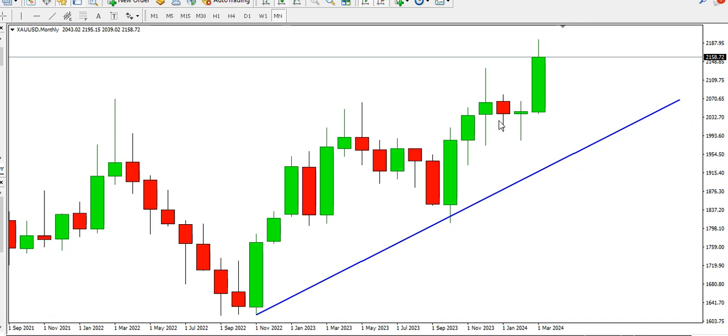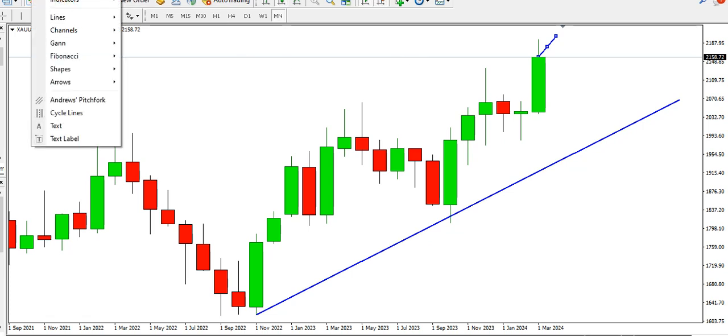Then we can see that the current monthly candle is still a bullish candle, although we are seeing a bit of retracement around here, but price might likely continue up, or it might drop. But the month is still on. Today is the 13th of March. Let's see if price is going to go higher. But that's for the monthly time frame.